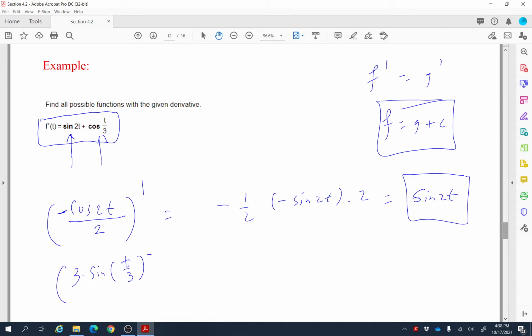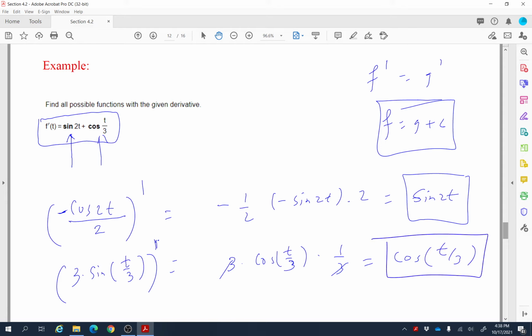So I'm going to find out the derivative of this whole thing. By doing that, it will give me the derivative of sine t over 3 is cosine t over 3 times the derivative of t over 3, which is 1/3. And if I cancel this, it's going to give me cosine t over 3. So I know from here the derivative of 3 sine t over 3 is cosine t over 3. So we are looking for the function whose derivative is sine 2t plus cosine t over 3.